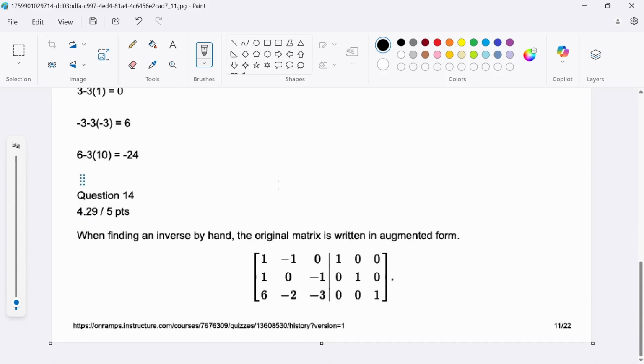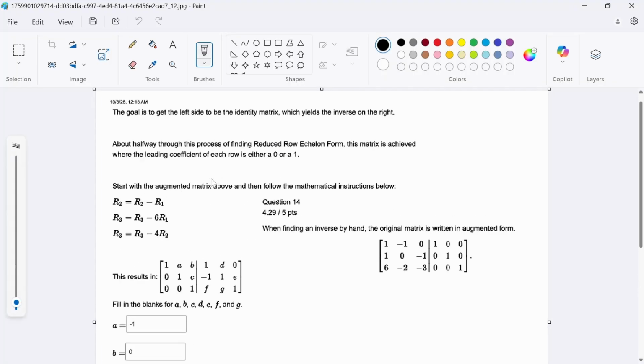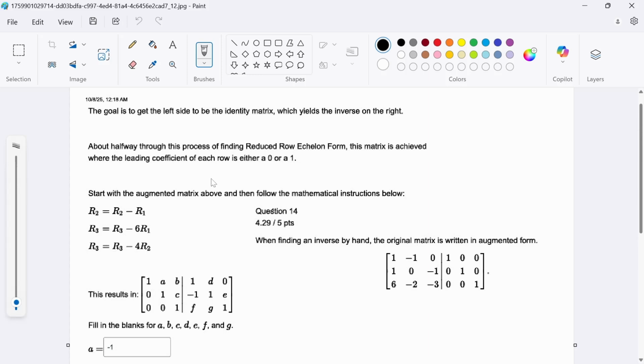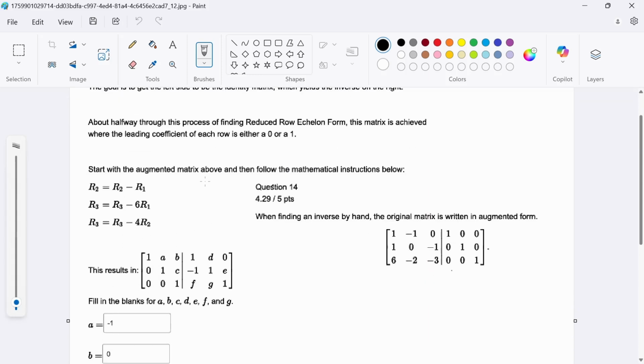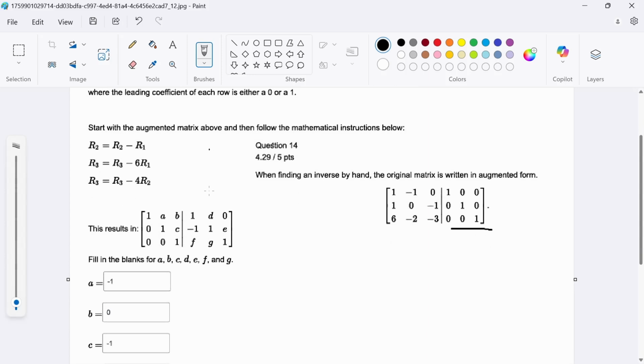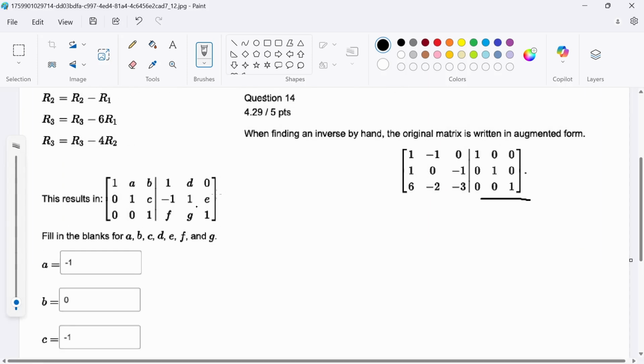Here's question 14. Hopefully I've got that on a separate sheet, or I might be in trouble here. No, I copied it. All right. The goal is to get the left side to be the identity matrix, which yields the inverse on the right. About halfway through the process of finding reduced row echelon form, the matrix is achieved. Start with the augmented matrix above. Augmented means I've just put the identity matrix on the right side, and do the following mathematical instructions. So I'm starting with this, and row 2 is row 2 minus row 1. So I do row 2, row 1 stays the same.